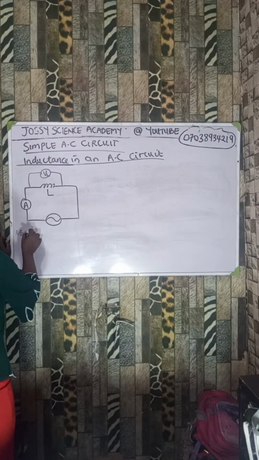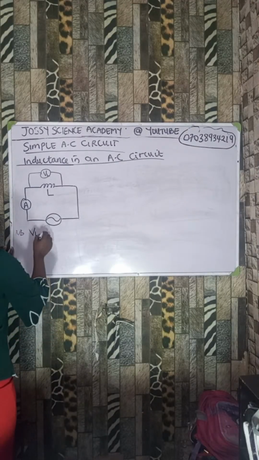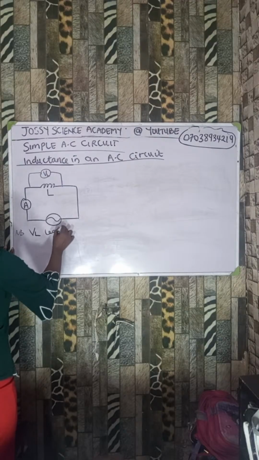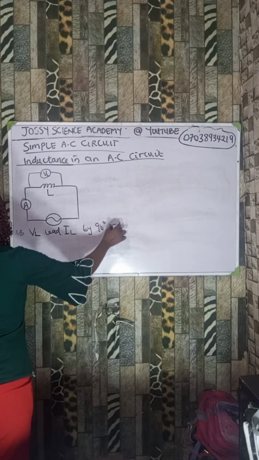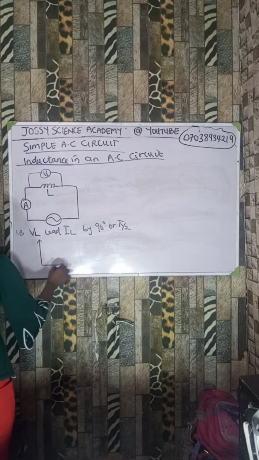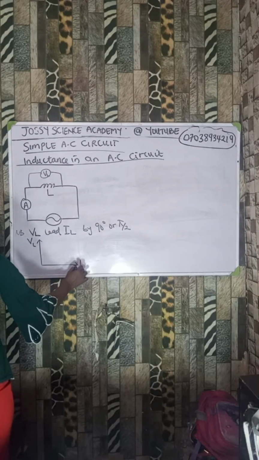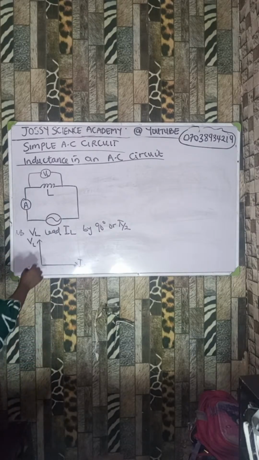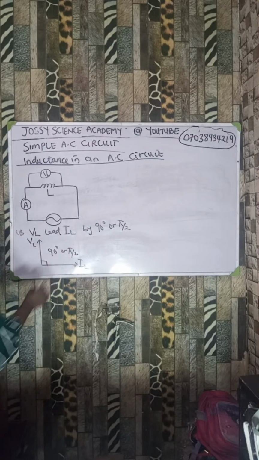Note, if I say VL, that is voltage across the inductor. This voltage leads current by 90 degrees or pi over 2. You can understand? Voltage leads current by 90 degrees or pi over 2. So I have something like this. This is VL and this is IL. Now, this is 90 degrees or pi over 2.